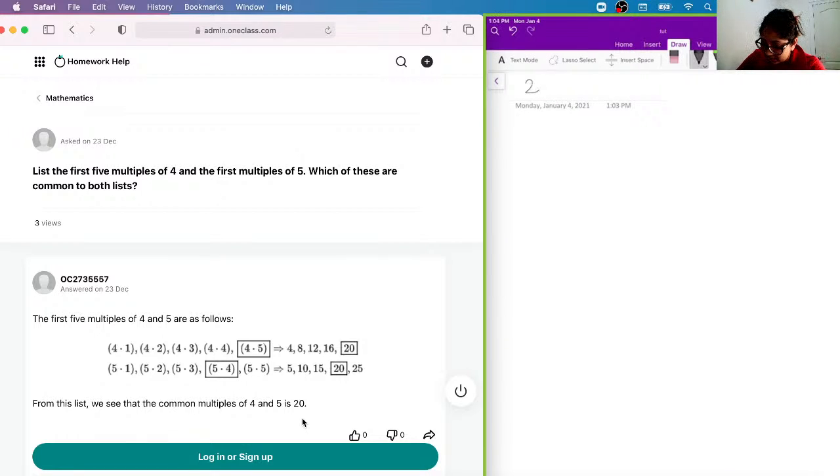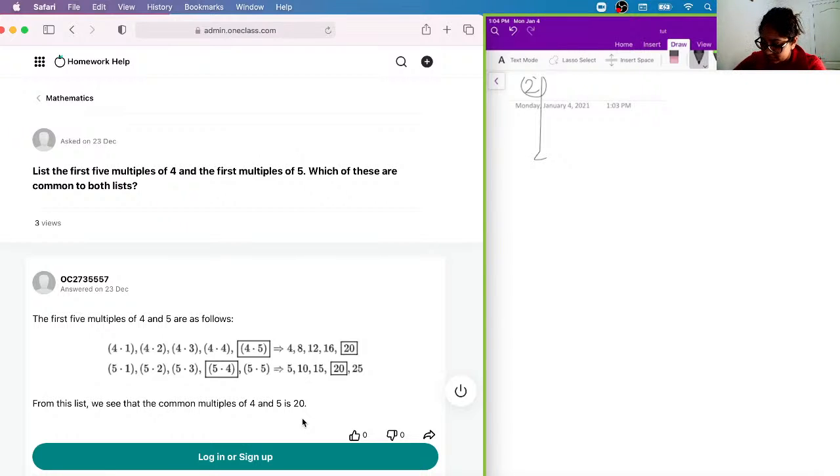So the second question says list the first 5 multiples of 4 and the first 5 multiples of 5. Which of these are common to both lists? So this time we are trying to find the first 5 instead of the first 10. And so let's do 4 first.